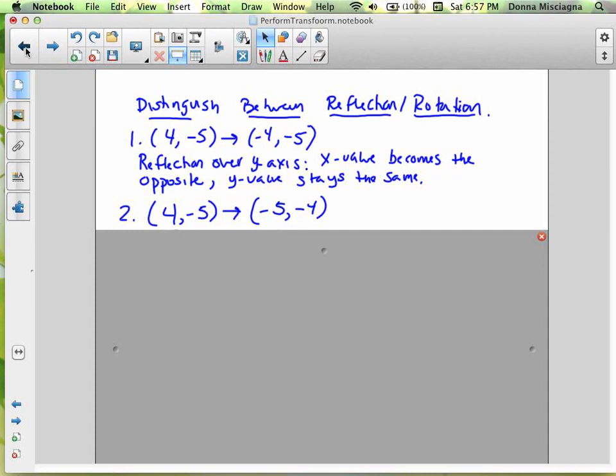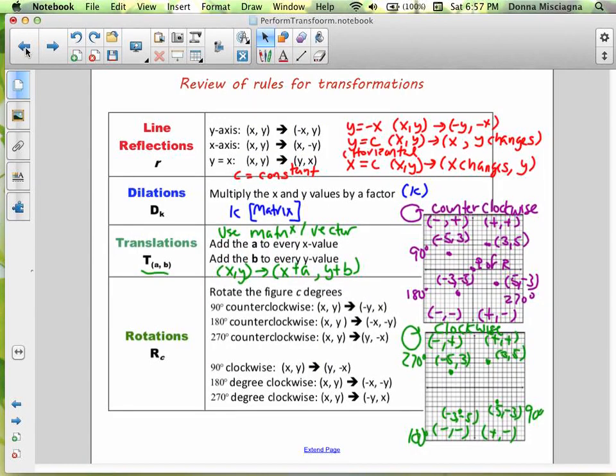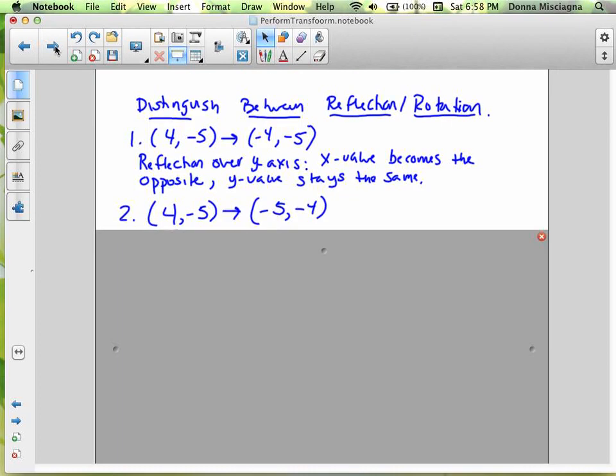Now, if you look back to this little handy dandy organizer, I don't know what to call it. Under rotations: (x, y) to (-y, x), (x, y) to (-x, -y), they both changed, but they didn't switch. (x, y) to (y, -x). Notice that only one is changing signs each time. Or if it's 180, they're not switching, they both changed signs. So if x and y switch and only one changed signs, it's got to be a rotation. Now you just got to remember which one.